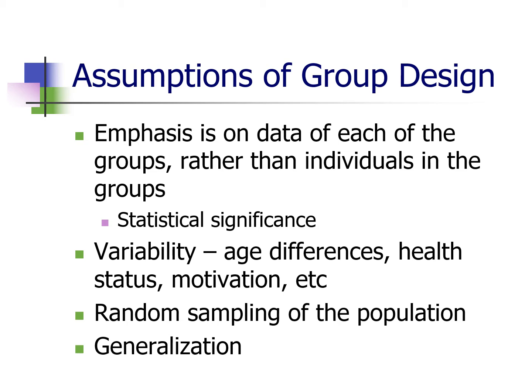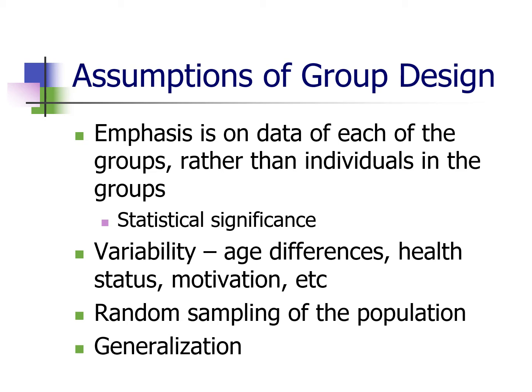With regard to group designs, there are several assumptions that are typically made in these type of trials. The first is that we're dealing with group data, and we're really not looking at how individuals performed in that trial. And when we're looking at group data, we're concerned about if the differences between the groups achieved statistical significance.